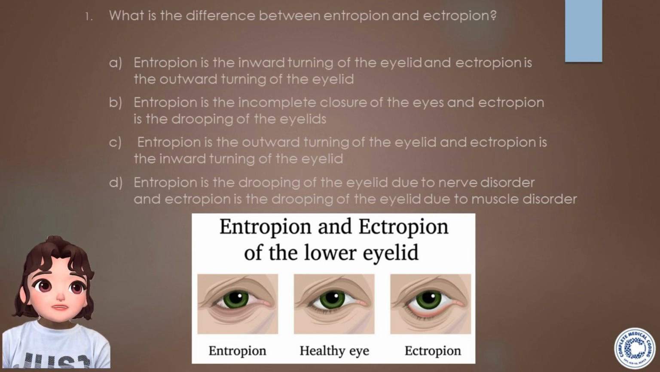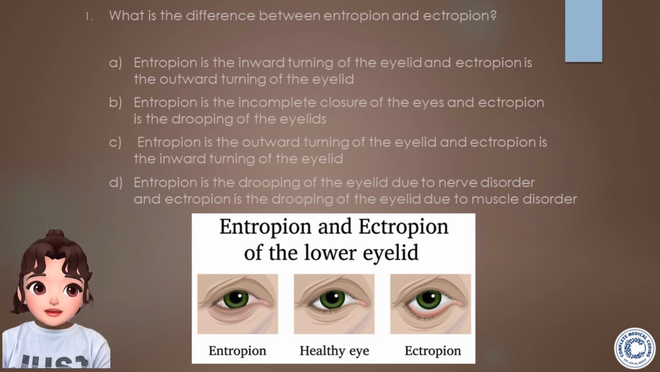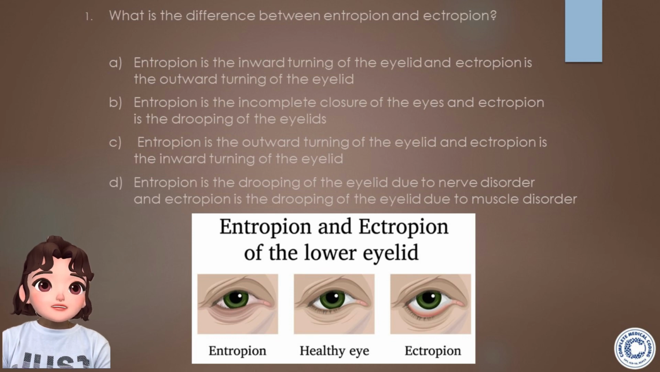Entropion, something which is inward in the eye. Ectropion, outward of the eye. So let's move on to the options. Entropion is the inward, option A. Entropion is the inward turning of the eyelid and ectropion is the outward turning of the eyelid. Yes, that will be the answer, right? Because entropion is the inward turning of the eyelid and ectropion is the outward turning.